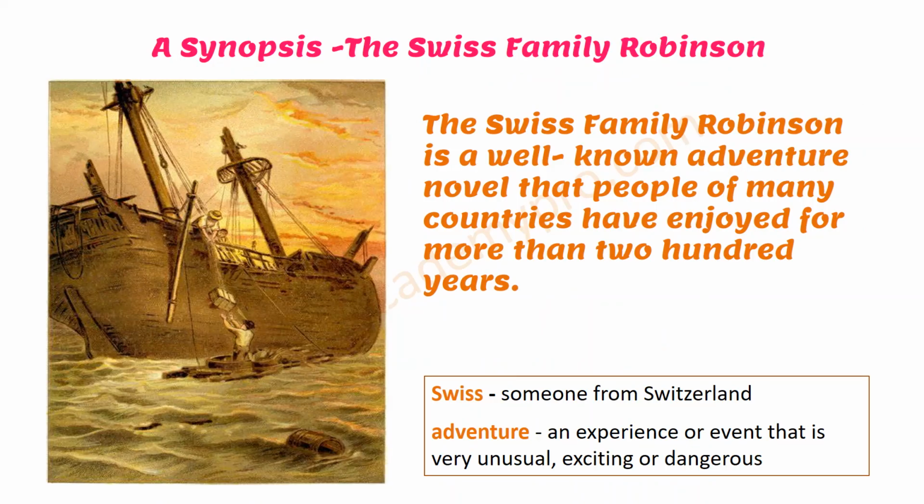A synopsis. The Swiss Family Robinson. Synopsis means a summary. So it's a summary of a novel, and the name of the novel is The Swiss Family Robinson. Now, Swiss means someone from Switzerland, and it was the Robinson family. That is, their surname was Robinson, and in this family, there were the parents, the mother and the father, and the four sons. So, The Swiss Family Robinson is a well known adventure novel.